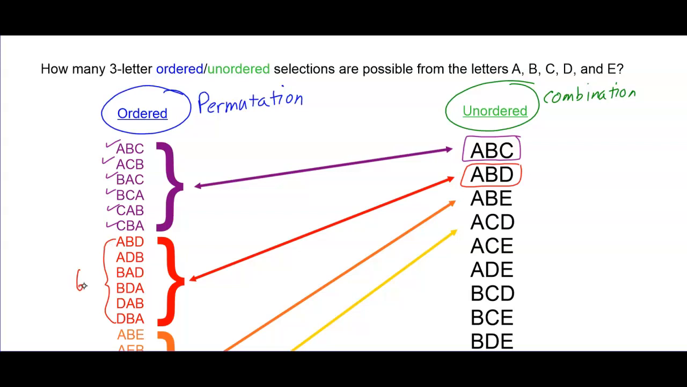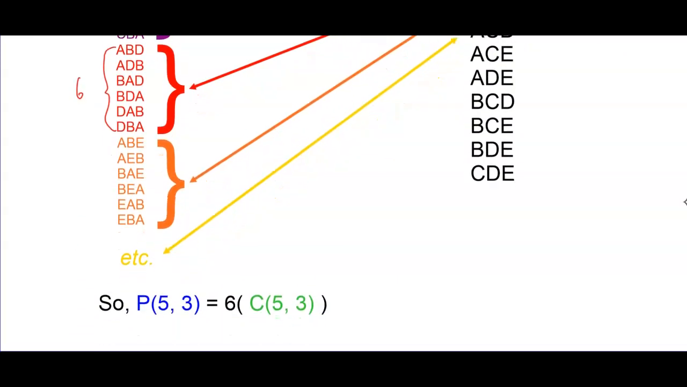So what this means is that when you're comparing the permutations of 5 things where you pick 3 to the combinations of 5 things where you pick 3, there's a ratio between these 2 numbers. And the ratio is pretty simple: there are 6 times as many permutations as there are combinations. So this is an important ratio. Of course, a very natural question is, is the ratio always 6 to 1? And the answer is definitely not.